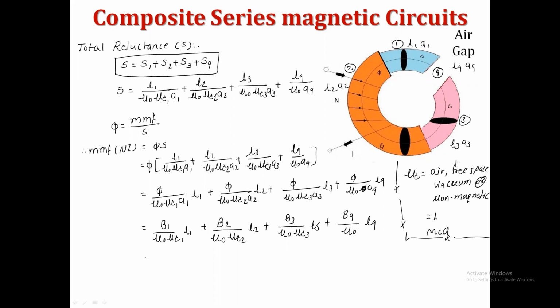Yes, sir. Now, B upon mu 0 mu r means what? H. It's H. So can I say that magnetic field strength H1 L1 plus H2 L2 plus H3 L3 plus Hg Lg, and this is nothing but the total MMF.